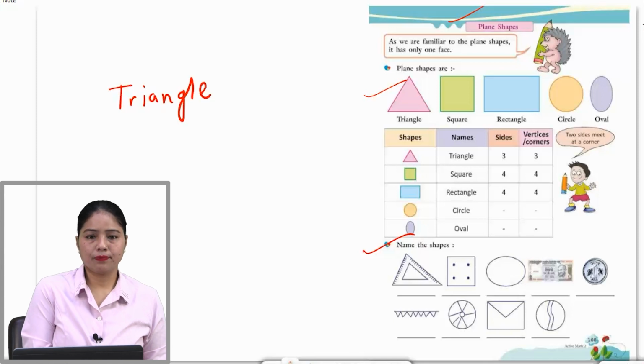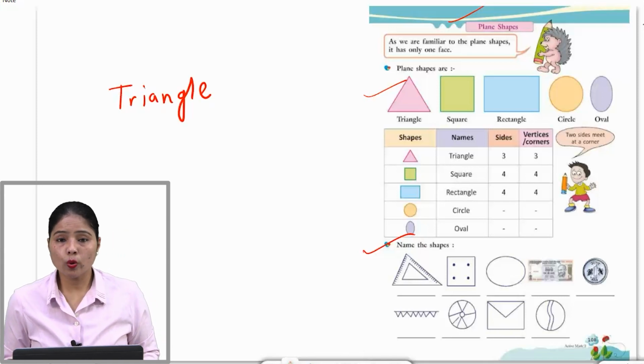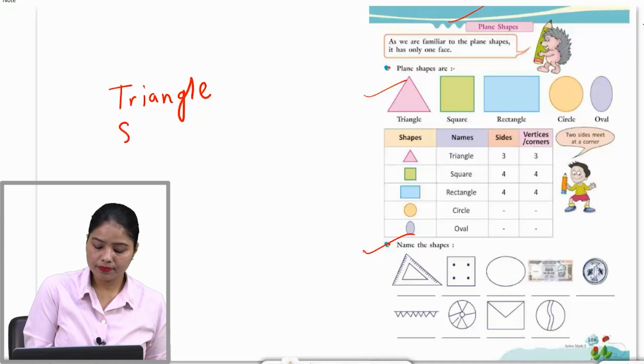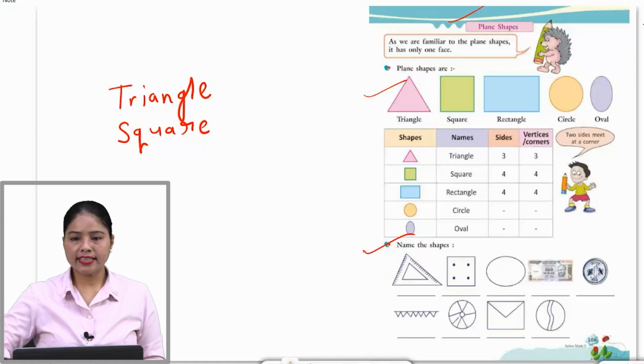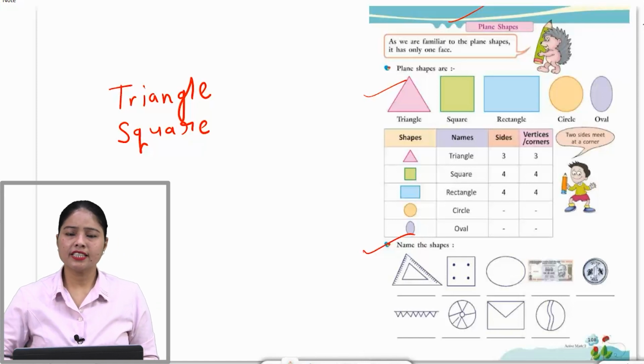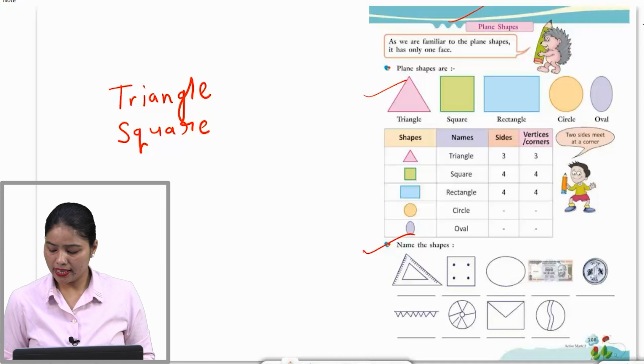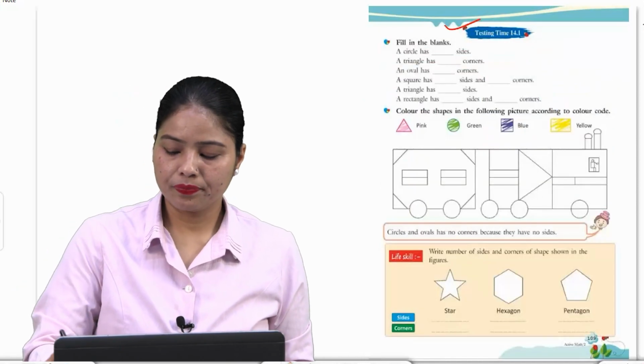This is triangle shape. Second one is square. So write it square. Then oval, then rectangle, then circle. So just find it and write the correct of them. Okay. So now move on next one beta.